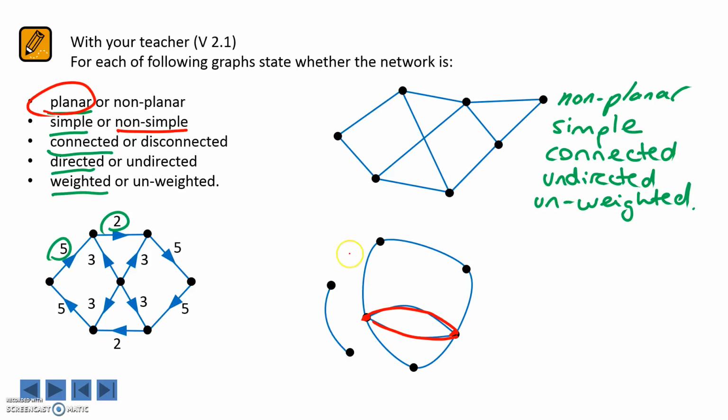Connected or disconnected? So you can see a disconnect here, so it must be disconnected. Directed or undirected? There are no arrows, so it must be undirected. And then weighted or unweighted? There are no numbers written here, so it must be unweighted as well.